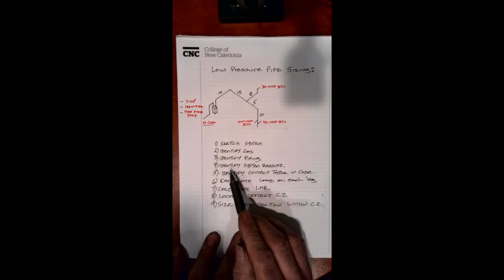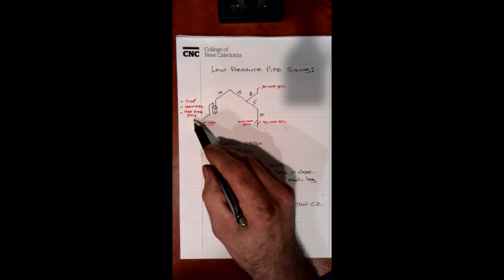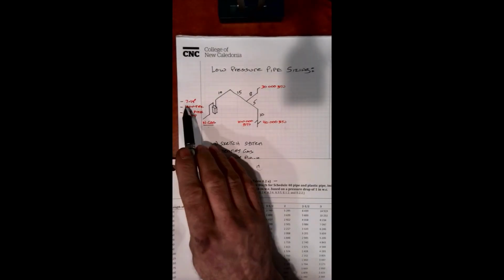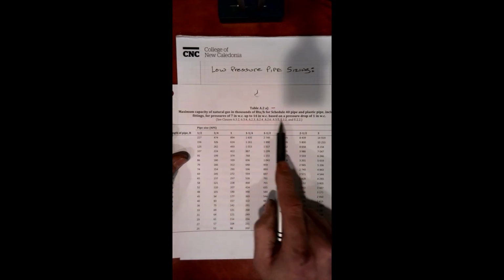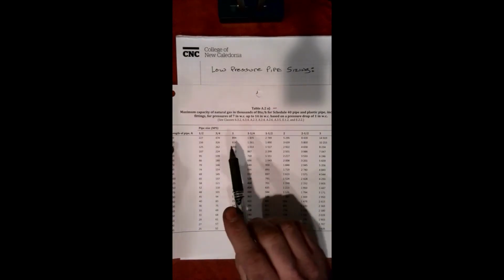Now, the other thing about identifying our system pressure is we want to go with a table that's going to allow for the maximum pressure drop. So as I show you this table in our gas code, since we have 7 to 14 inches water column, we're going to use table A2A because we have the maximum capacity of 1000 BTU for Schedule 40 pipe or plastic pipe, including the fittings, for pressures of 7 to 14 inches water column, based on a pressure drop of 1 inch. There's another table, the A2 table, and it allows for only a 1/2 inch pressure drop. Now we want to go with the maximum so we can get the smallest pipe with the highest pressure. This is why we want to always revert to the maximum pressure drop if we can.